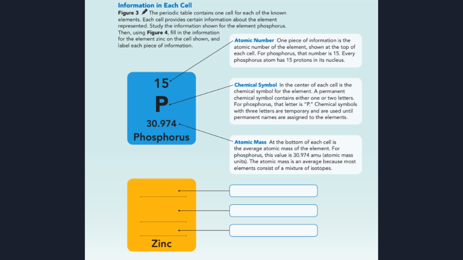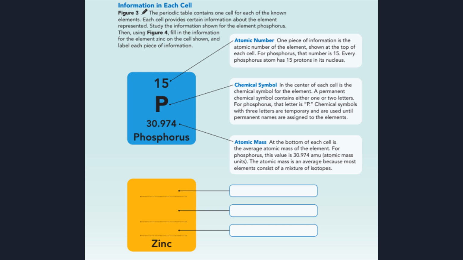Information in each cell. Figure 3. The periodic table contains one cell for each of the known elements. Each cell provides certain information about the element represented. Study the information shown for the element phosphorus. Then, using figure 4, fill in the information for the element zinc on the cell shown, and label each piece of the information.